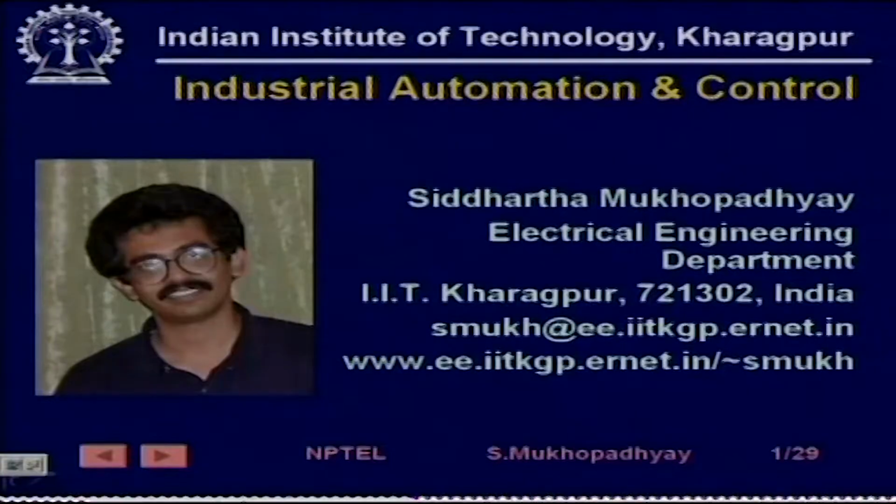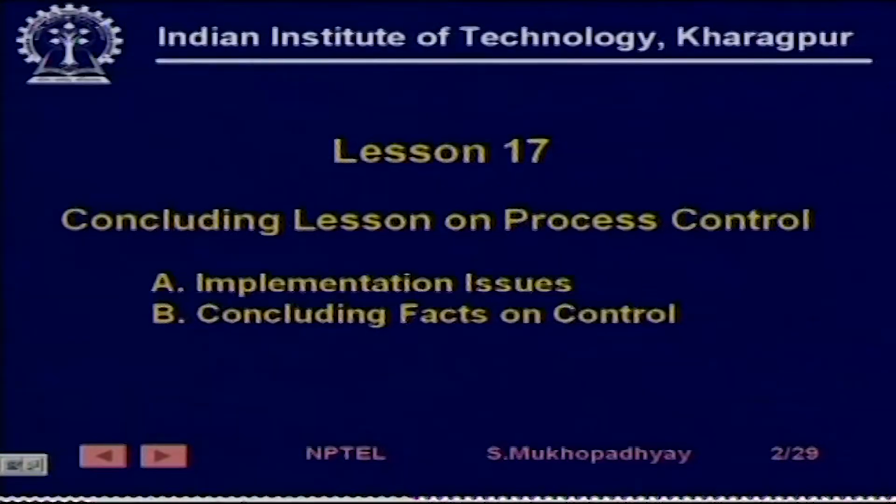Welcome to lecture number 17, which is the concluding lesson on process control of this course on industrial automation. In this concluding lesson, we shall look at two things. We have seen the PID algorithm, we have seen several control structures. Today we are going to talk about the implementation issue.